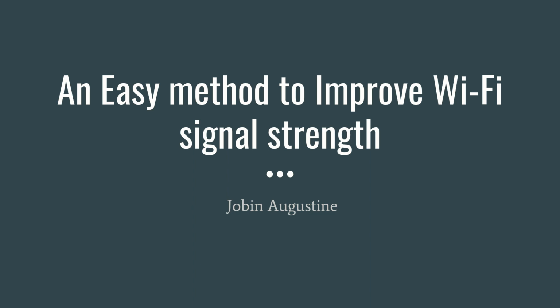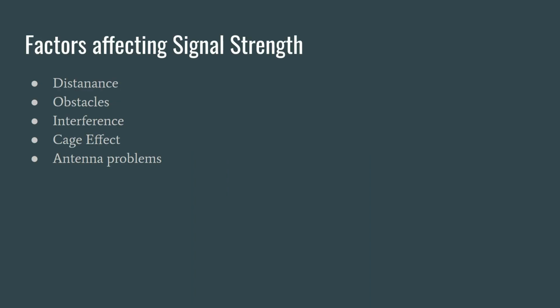Today I'm going to present an easy method to improve Wi-Fi signal strength in your laptop or desktop. First of all, what are the factors affecting the signal strength? The distance between the router and the device. Second one is the obstacles between the devices. Third one is the interference. Fourth one is the cage effect, or called Faraday's cage effect. And fifth one is antenna problems.